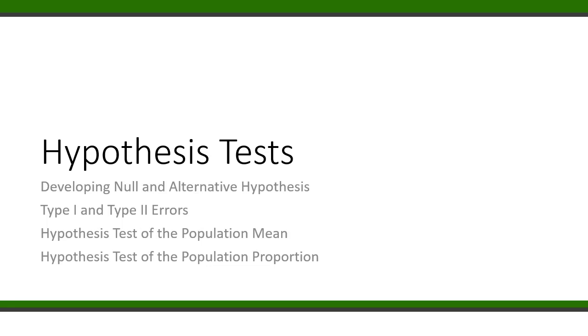Today we're going to talk about hypothesis testing, how you go about developing a null and alternative hypothesis, some things to avoid like type 1 and type 2 errors, a hypothesis test of the population mean, and a hypothesis test of a population proportion. So it's following the same outline as we've done for the last couple of chapters. We're going to show you examples of mean and proportion and how you do testing for that today.